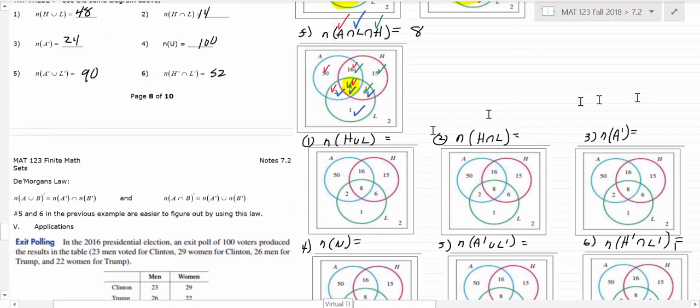So let's start with 1, 2, and 3, okay? And I'll show you kind of what we do and what we mean on this. So we're doing a union. If we do a union, just check everything in H, okay? So H would be the 15, 16, the 8, and the 6. You can use the same color if you want to, or whatever. It doesn't make any difference. The L is just the 2, the 8, the 6, and the 1. So you don't duplicate anything.